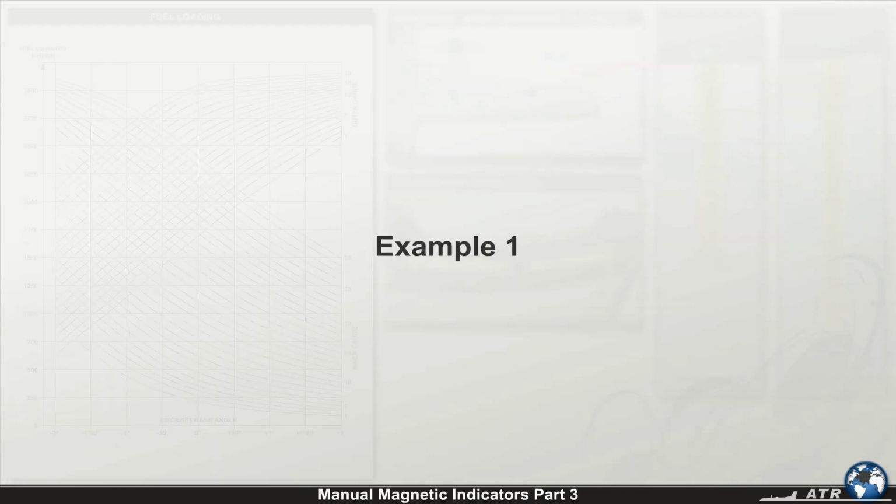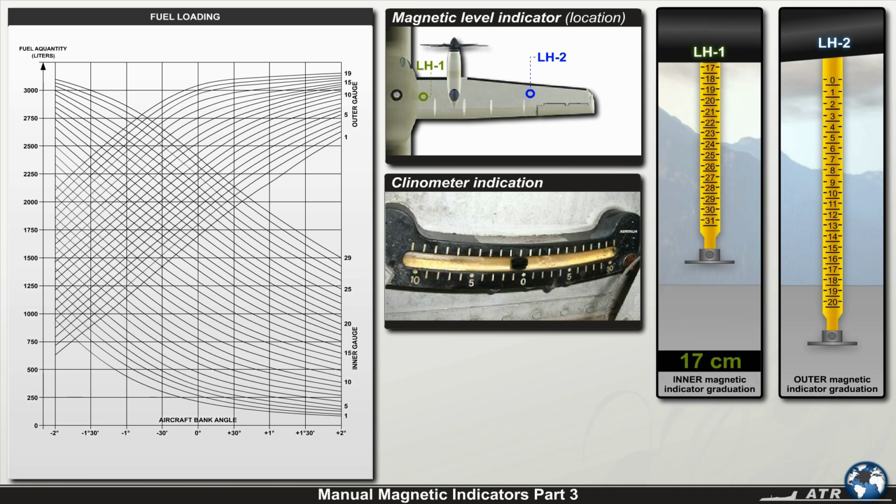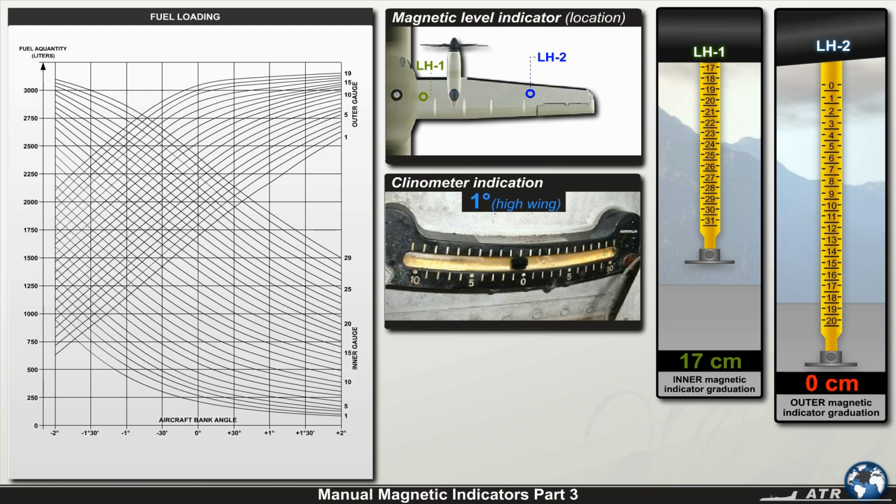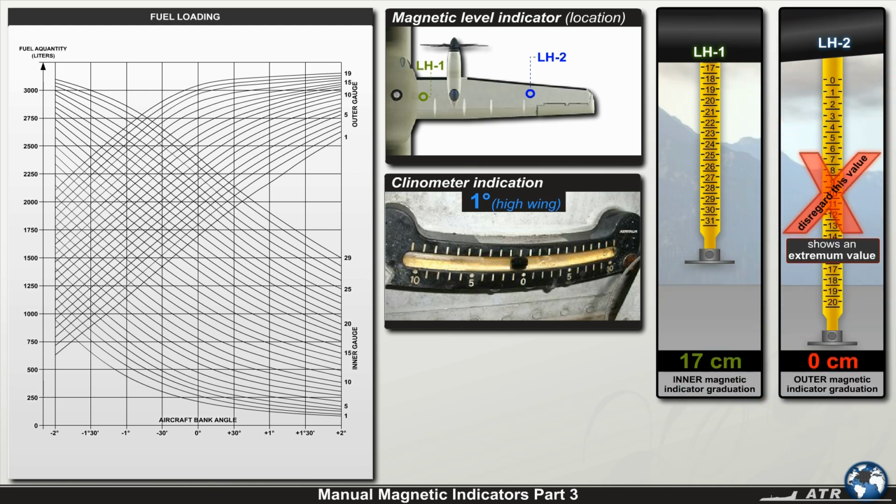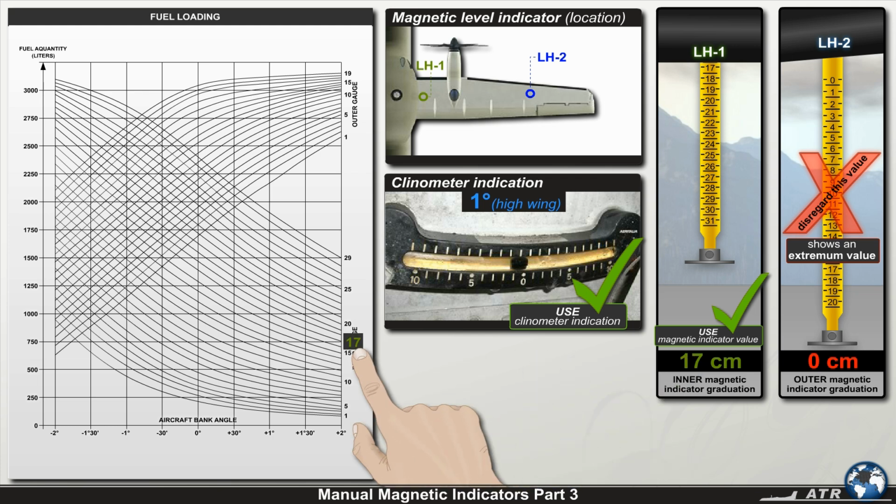Example 1. Internal indicator reading 17 centimeters, external indicator reading 0, and clinometer reading 1 degree high wing. Since the external indicator shows the minimum value, it can be disregarded. Enter the graph with the internal indicator reading. Then follow the corresponding reference line until reaching the vertical aircraft bank angle line corresponding to +1 degree. From this intersection, move horizontally to the left, and on the y-axis read the fuel quantity of this tank. In our example, the tank has 1,000 liters.